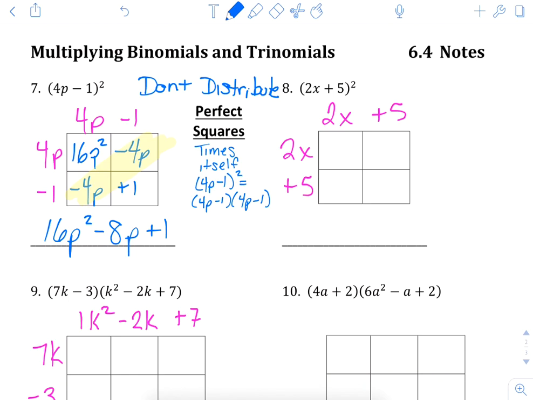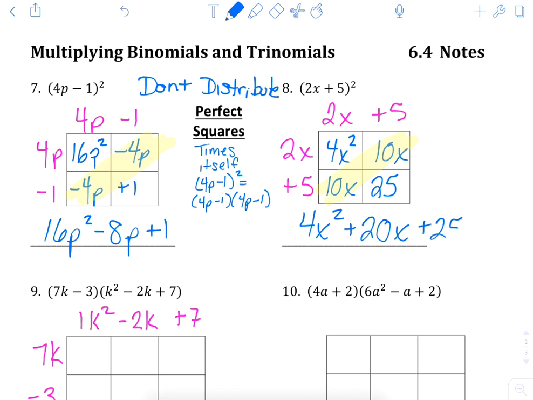2x and 2x makes a 4x squared. 2x times 5 is 10x. We have another 10x. And 5 times 5 is 25. Make sure you're not using a 10. All of these numbers are positive, and those 10s are going to need to combine. They don't cancel, they combine. So 4x squared, 10 plus 10 is 20x, and the 25 is going to come down.